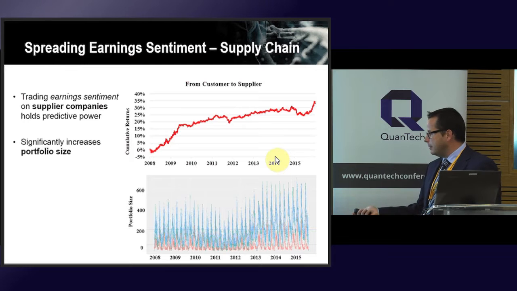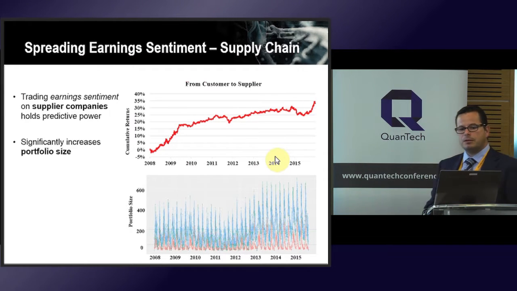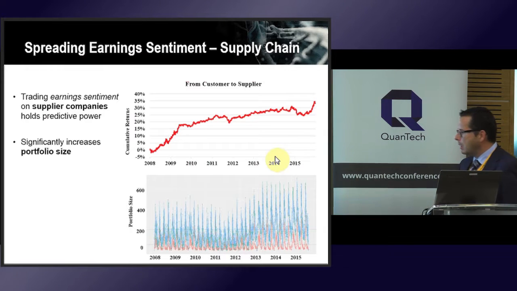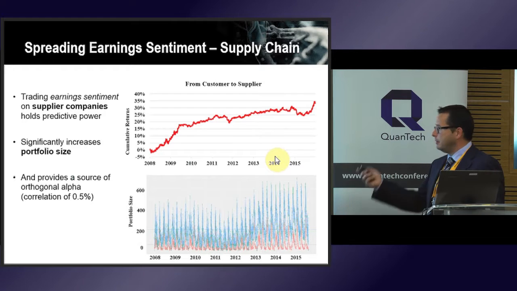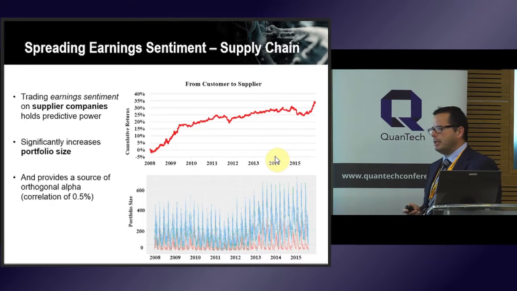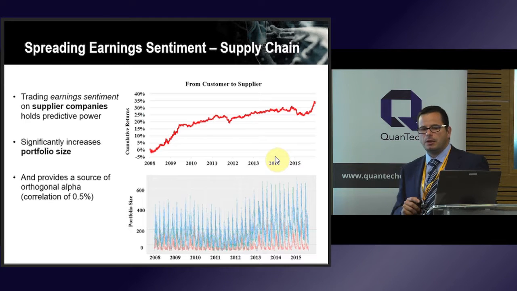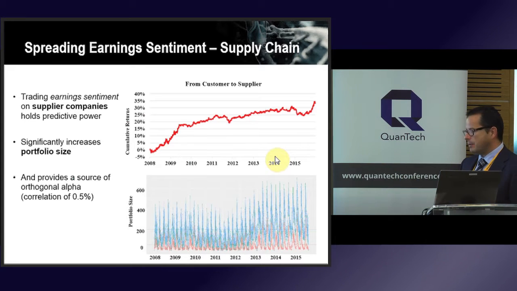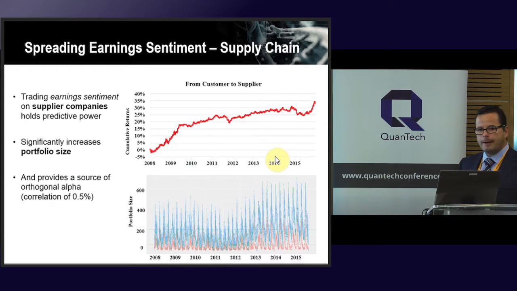Another thing is that, mission accomplished, we do increase the portfolio size significantly. And not only that, this profile is very, very lowly correlated. It is less than 1% correlated with the initial indicator. So this really provides a potential source of orthogonal alpha to be combined with the initial indicator.